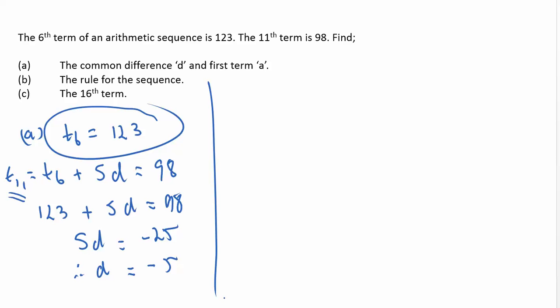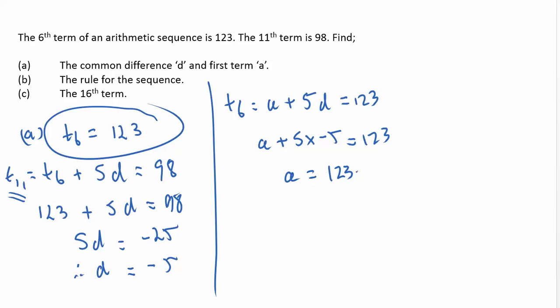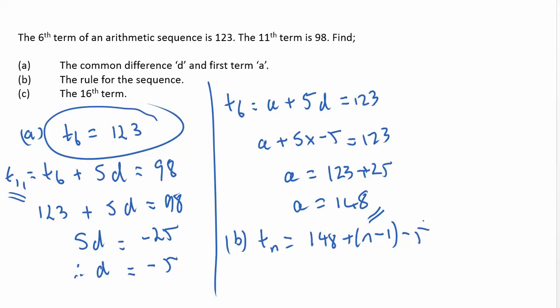Armed with the information about d, I can very readily go ahead and find out what a is. So it gives me 148. Then finding the rule for the sequence becomes pretty straightforward. That gives 153 take away 5n. I won't demonstrate how to do C, but in a moment I'll go through how we could have done that using the calculator.